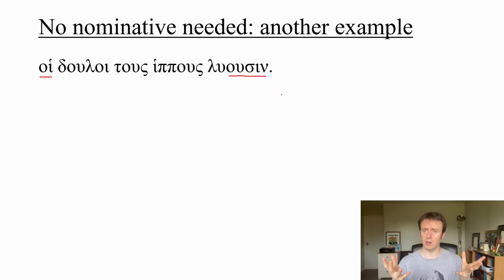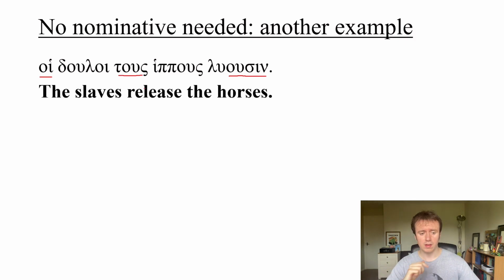And here, because we have a nominative noun, we do know exactly who that they is, okay? We know that they refers to the slaves. We know exactly who's doing the action. So we wouldn't put they are doing it here, but we would put exactly who is doing it, since we're told that in the sentence. So we would say, the slaves are releasing tous hippos, the horses, okay? We know the horses are the object and that they're plural from the masculine accusative plural definite article tous. So this would be the slaves release the horses, or the slaves are releasing the horses.